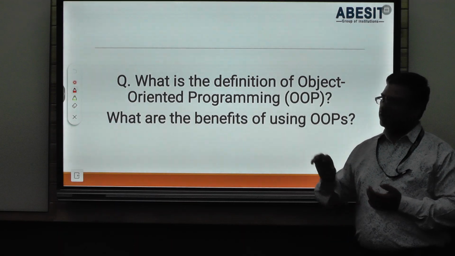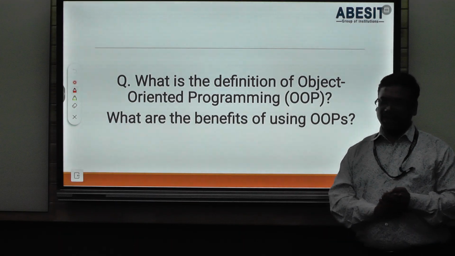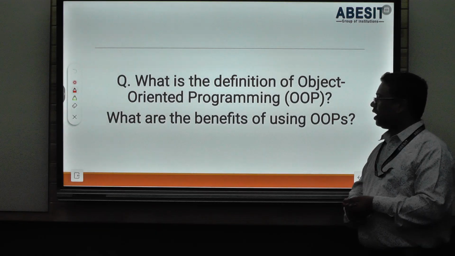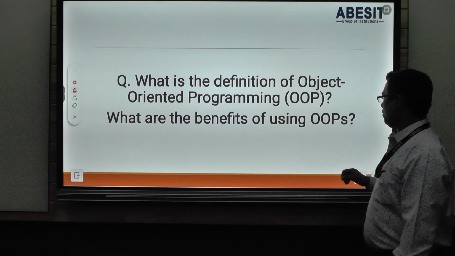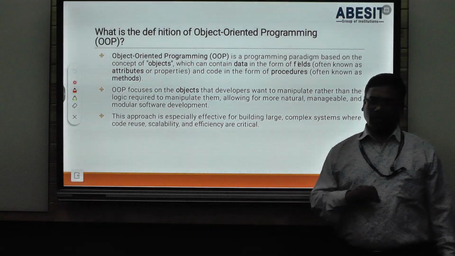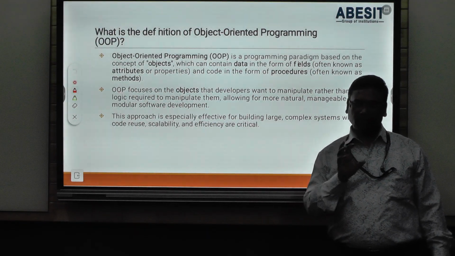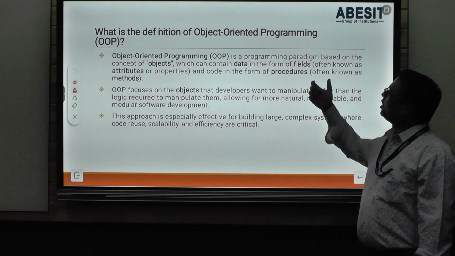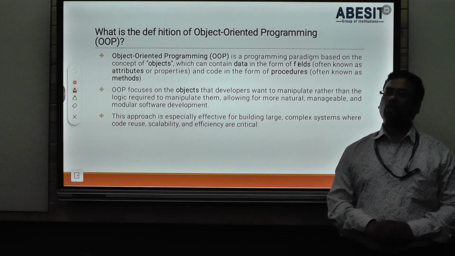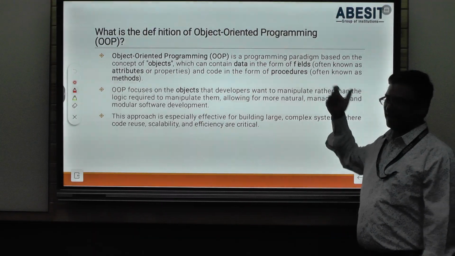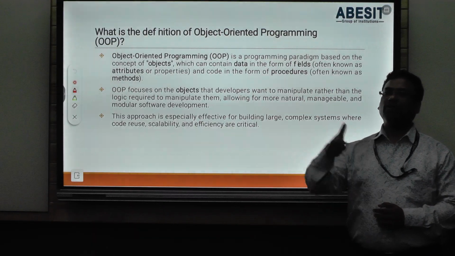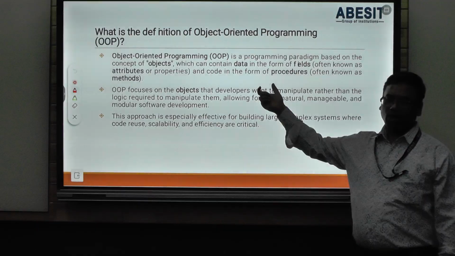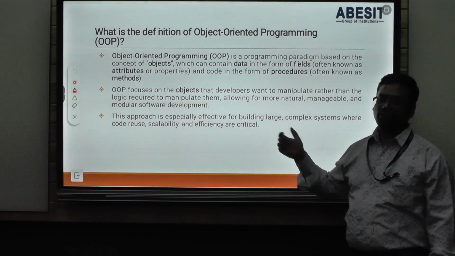Now we are moving to our next question, that is, what is the definition of object oriented programming, OOP, and what are the benefits of using OOP? To answer this question, you have to follow these simple steps. Object oriented programming is a paradigm that is based on objects. An object contains both data and the actions which are performed on the data. Objects contain data in the form of fields or attributes and actions in the form of methods.